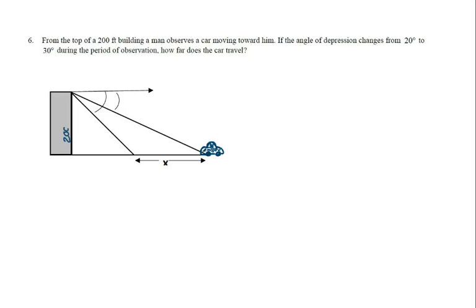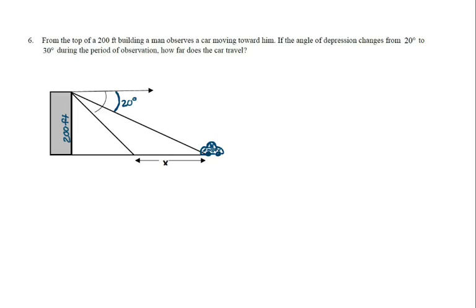So I'm going to kind of label everything we have. So we have a 200-foot tower, and we're told the angle of depression changes from 20 degrees to 30 degrees. So what that means is the 20-degree angle should be from horizontal where you are, so the man's on top of the building, so if you look straight out from the building, and then you measure the angle from there down to your line of sight to the object, that's an angle of depression. So 20 degrees should go there.